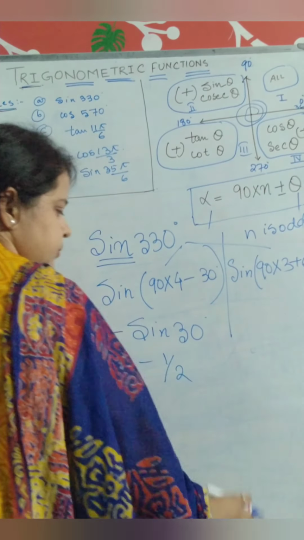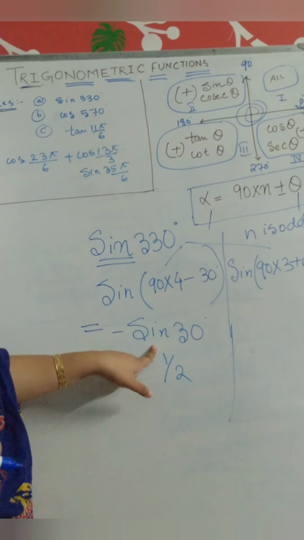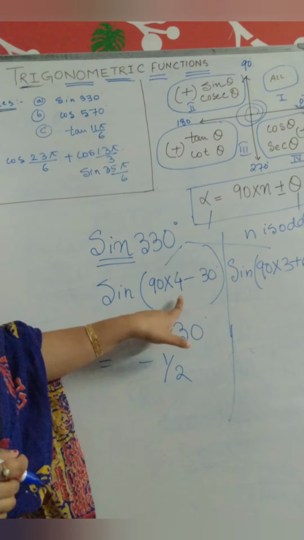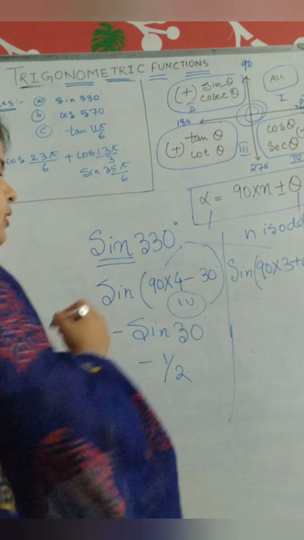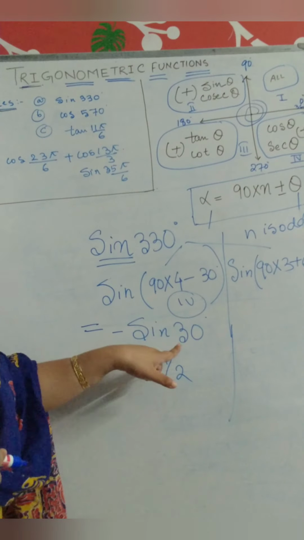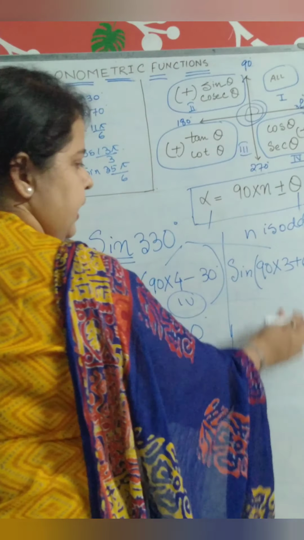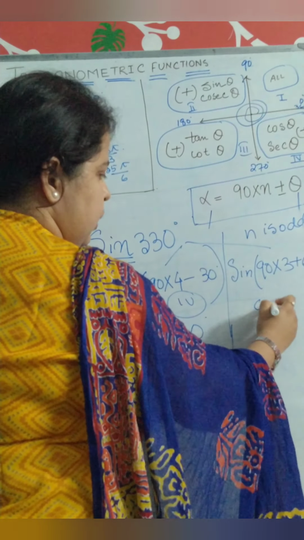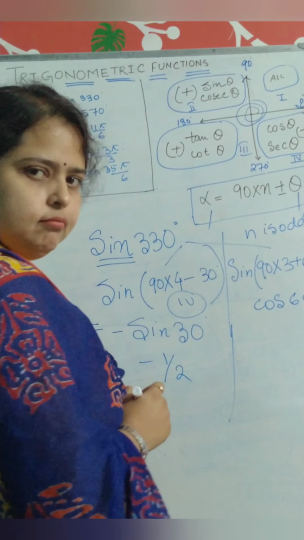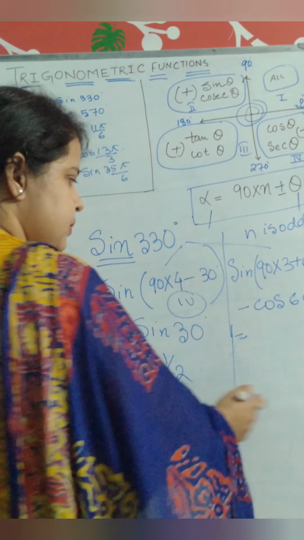See, sine is sine, and the minus sign comes because in the fourth quadrant, the sign of sine is negative. Correct? Now, here somebody can split it in this way. So the fellow will write it as, because it is odd, cos 60. Okay? With a minus sign, because again it is in the fourth quadrant.